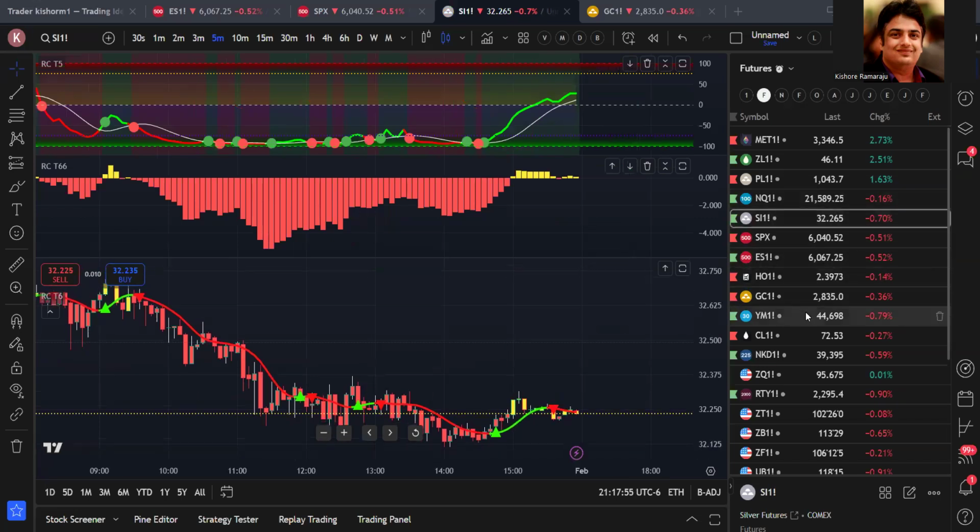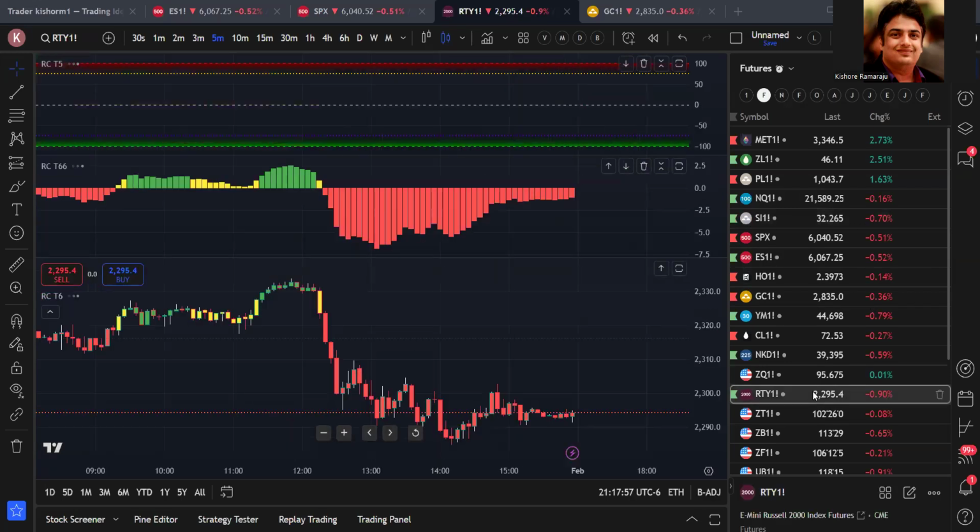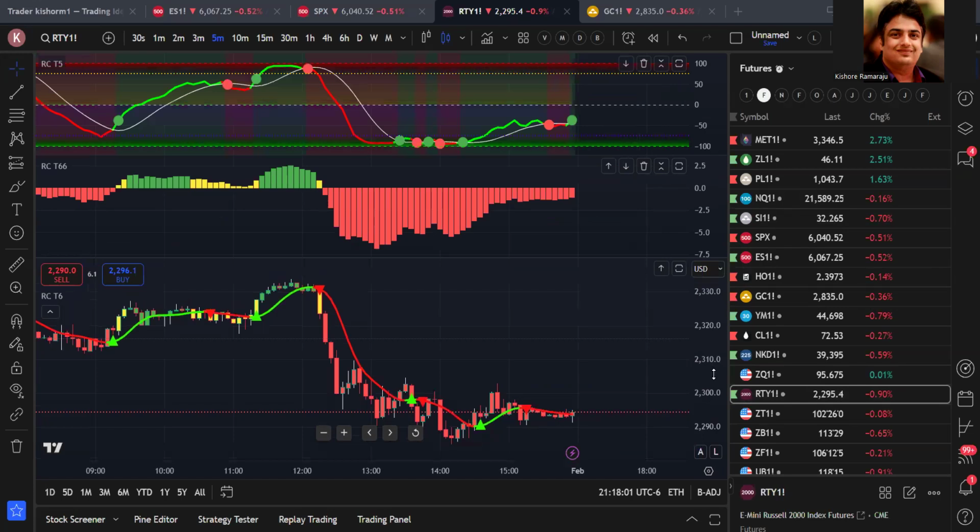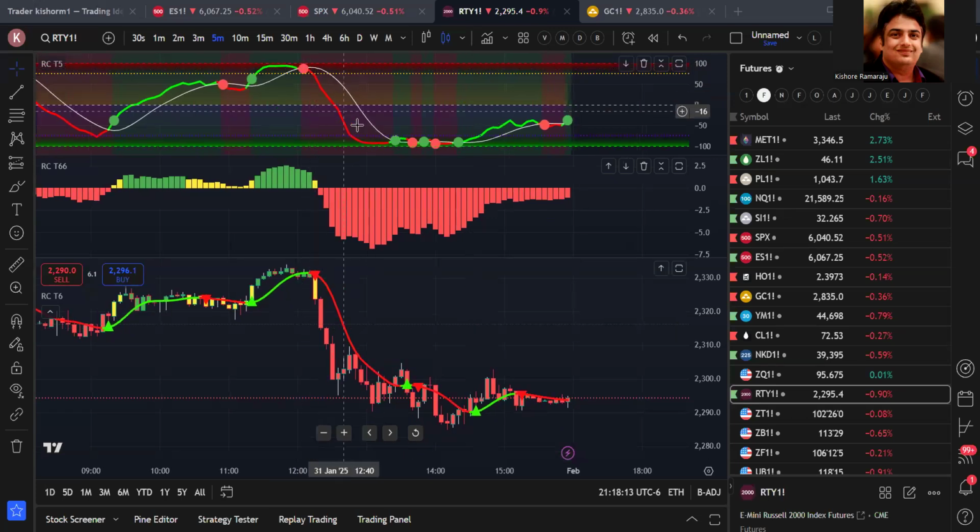If you don't see confluence, you don't take the trade. If you see a proper confluence, you can take the trades, right? Here it came all the way to the top. It started dropping. Here you got a red triangle. Here all red. Then you take this type of trade. You need to have confidence with these ones.